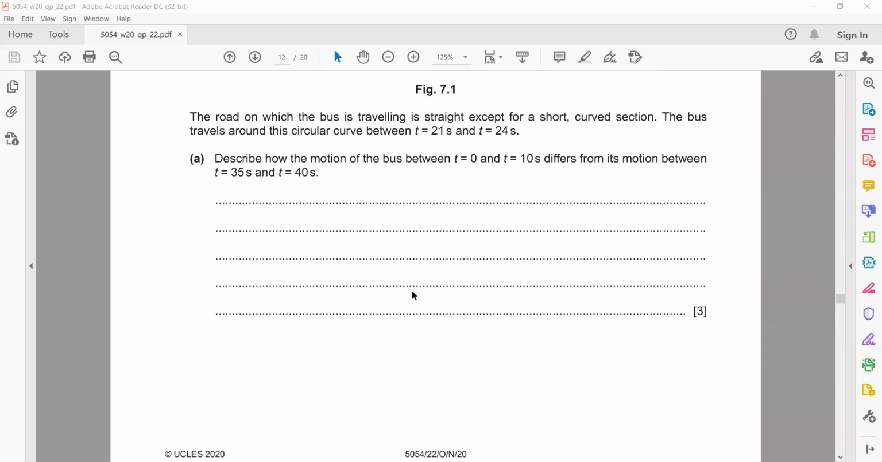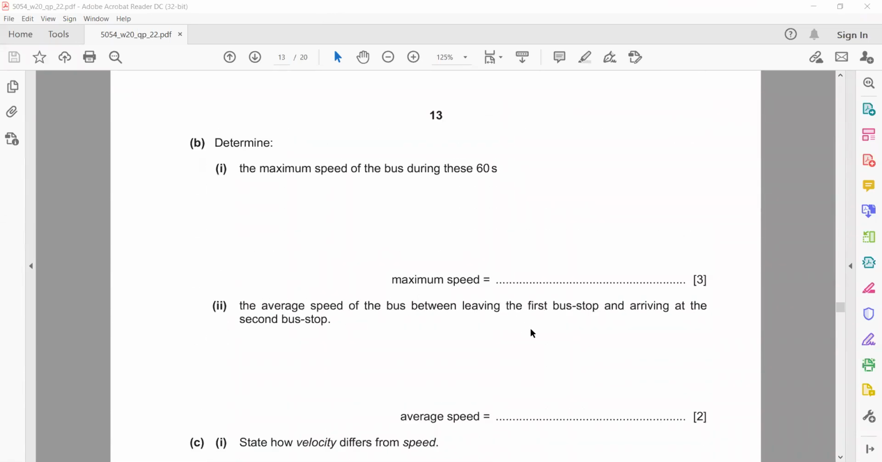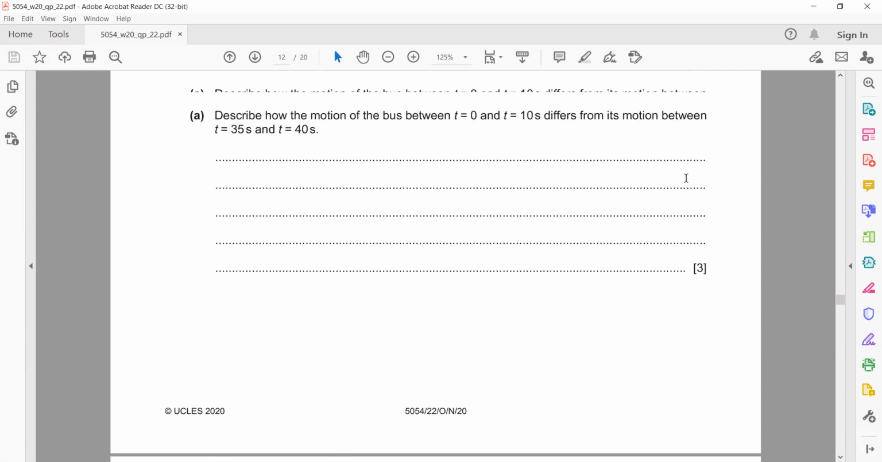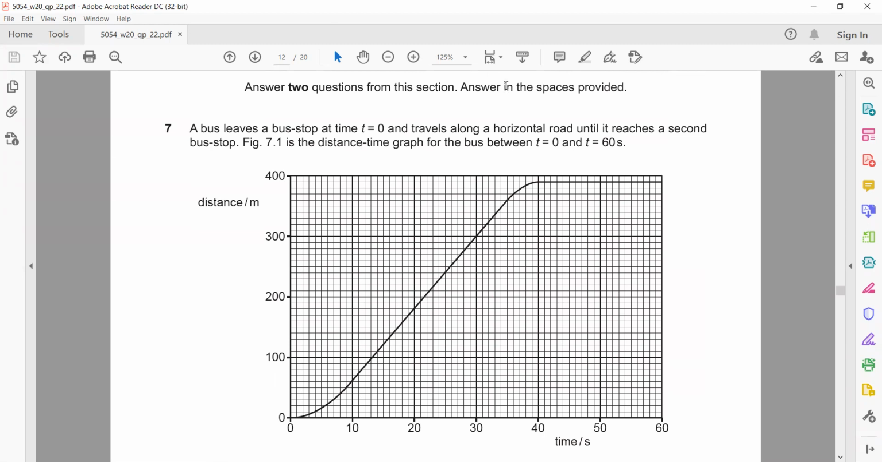And the next part, calculate the average speed of the bus between leaving the first bus stop and arriving at the second. So average speed is the total distance over the total time. So what is the total distance traveled? The total distance, because this is where it starts its journey and it reaches the stop here. So for the total distance, each box is 10, so this will be 390, and the total time is 40, so the average speed will be 390 divided by 40. Why do we not include this part? Because it ends the journey.